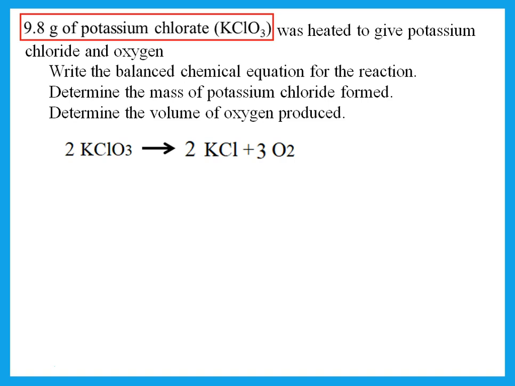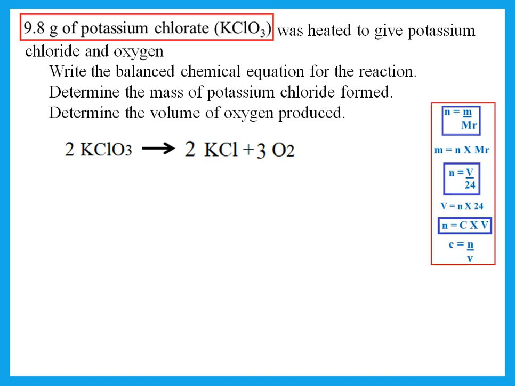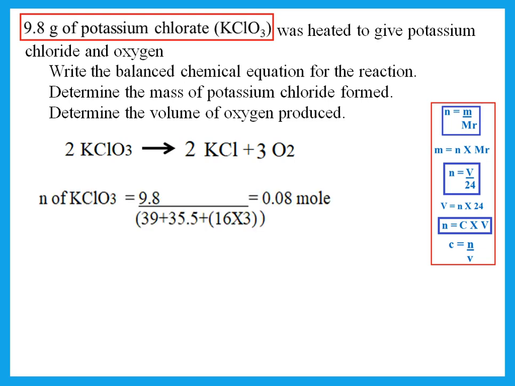And we said from the information he gives me, I need to get number of moles. Again, which equation should I use? The one that has mass. So number of moles is mass over molecular mass. That comes out to be 0.08 mole. So I got the number of moles of what he gave me information about.